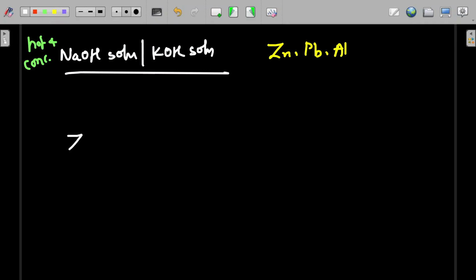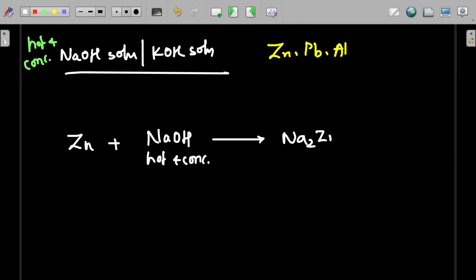What is it? The reaction of zinc with hot and concentrated sodium hydroxide. These three are special metals because they can give hydrogen gas with acids as well as bases. We can give hydrogen with acid by displacement, but these three can give you hydrogen even with bases. So here we will get Na2ZnO2, sodium zincate, plus hydrogen gas. Balancing. Same way for lead and aluminium.